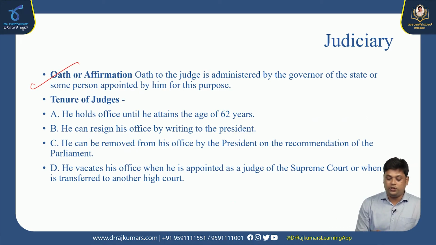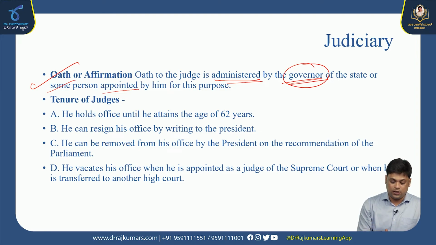Oath and affirmation. The oath to the judge is administered by the governor of the respective state. In terms of the Supreme Court, it is the President, but here it's the governor of the state. And in his absence, some other person appointed for that particular purpose. Tenure of the judge: he holds office until he attains the age of 62 years. He can resign by writing his resignation letter to the President of India.